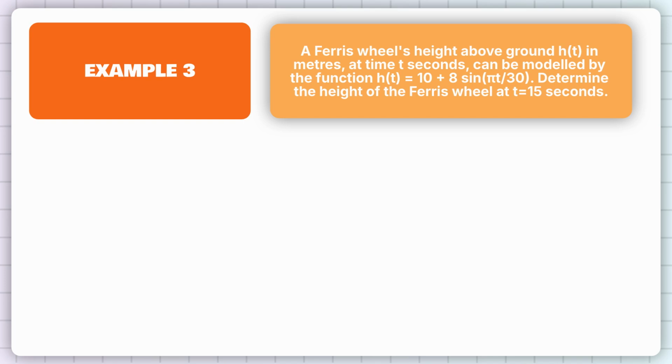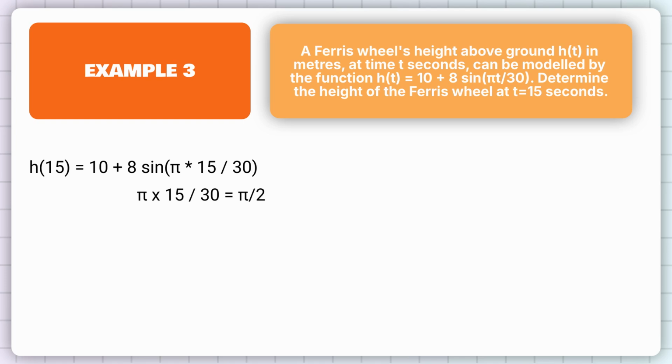Step 1 is to substitute the given time value. Plug t = 15 into the function h(t), so you get the following. Step 2 is to simplify inside the sine function. Now, you have the following. Step 3 is to calculate the sine value. This gives you the following. And finally, step 4 is to find the height by substituting back into the original function.